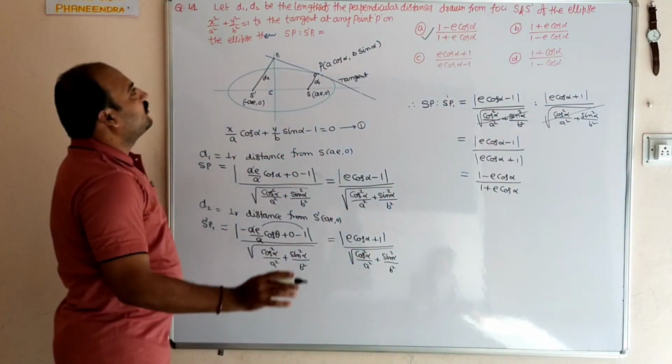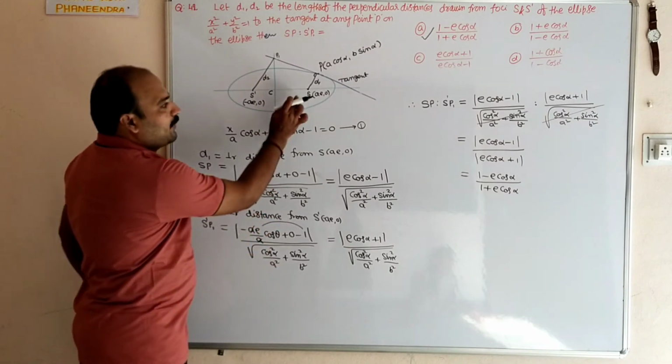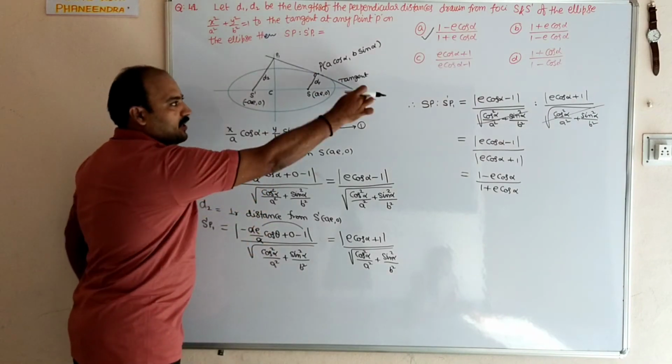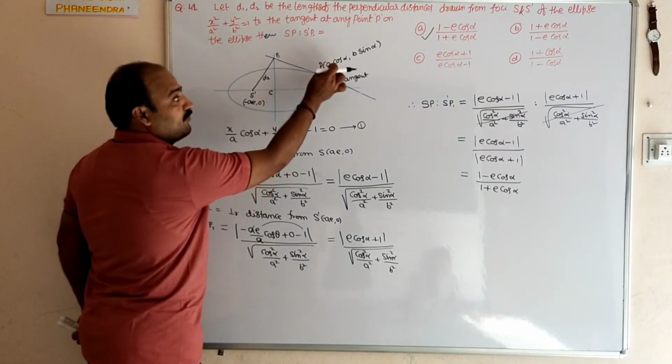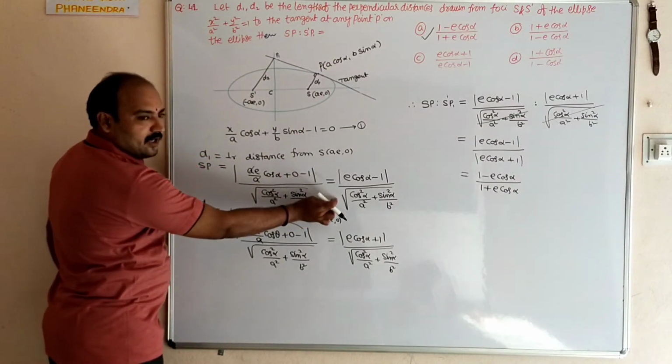Once again, I will repeat. D1, D2 are the lengths of perpendiculars from the foci to the tangent. The tangent equation we wrote. After that, from this first focus to the tangent, we got the perpendicular distance.